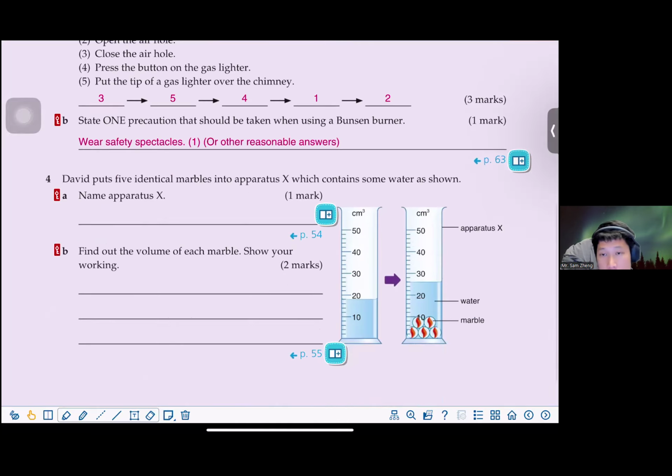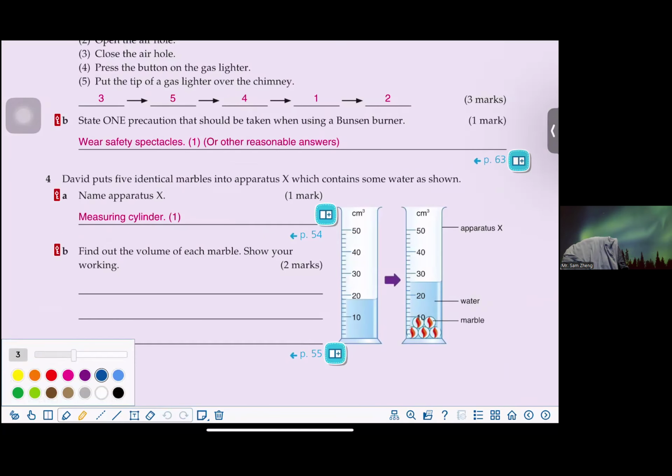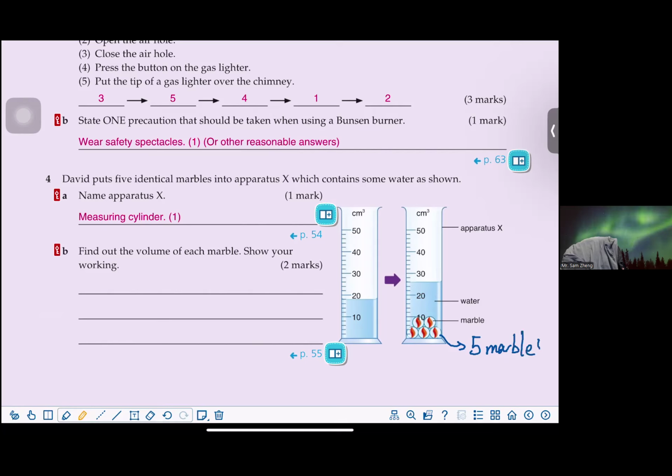Now, here on the right-hand side, this would be what we call the measuring cylinder. We will use the measuring cylinder to help us to measure the volume of solution inside the cylinder. So therefore, the name for this apparatus would be the measuring cylinder. And how can we find out the volume of each marble? How many marbles do we have? We got 5 marbles. And how can we find out the difference for the solution?